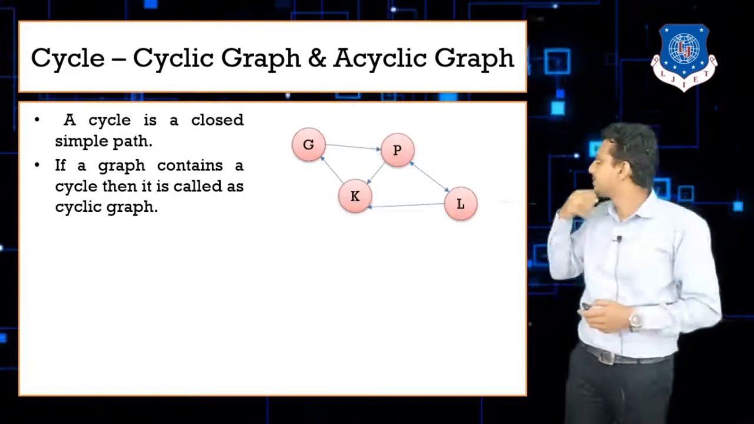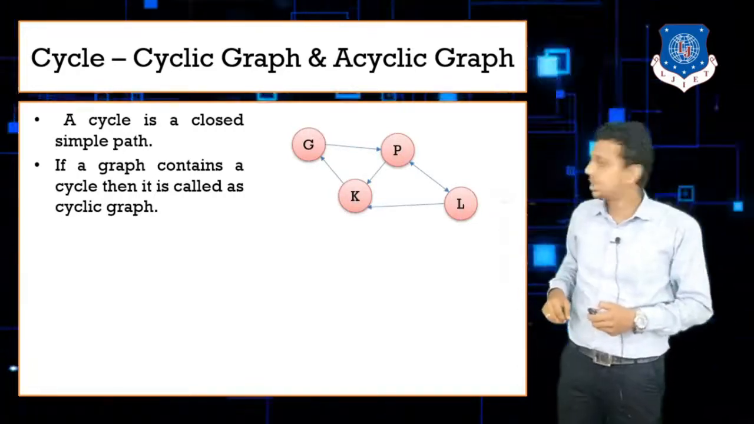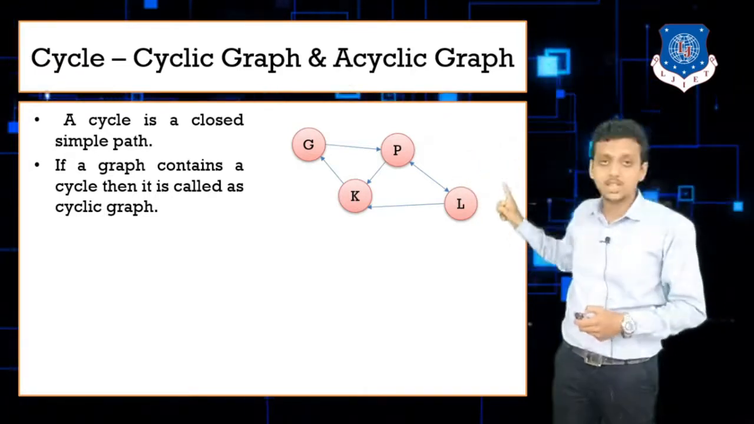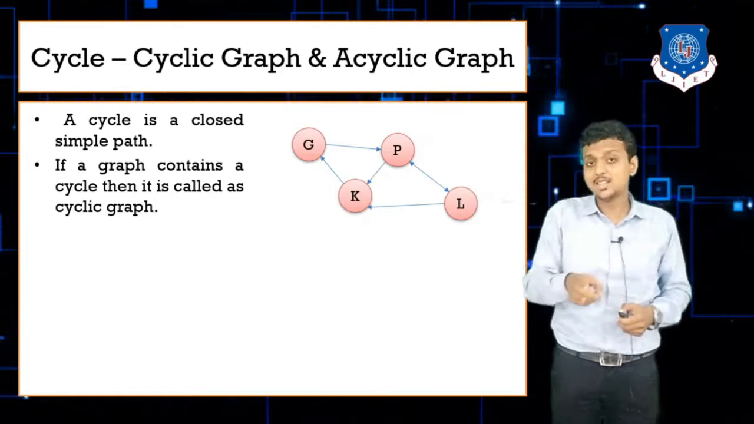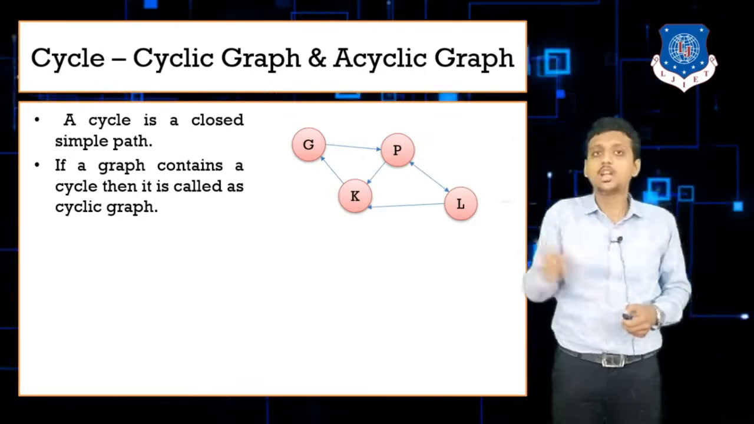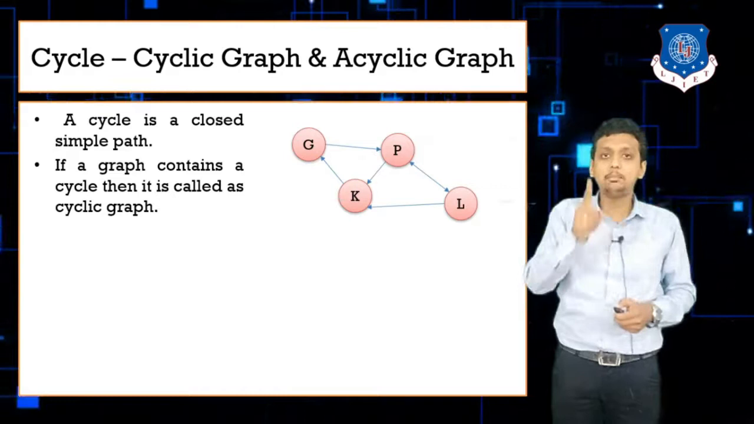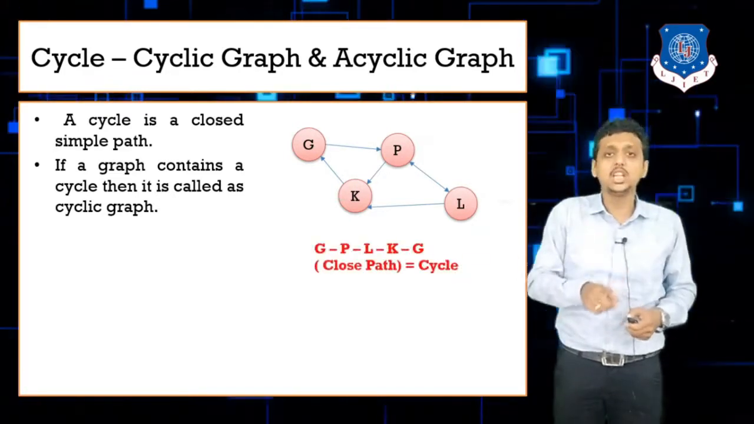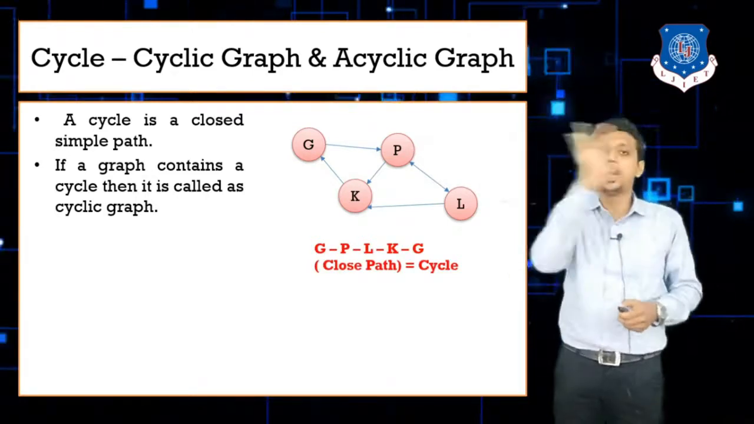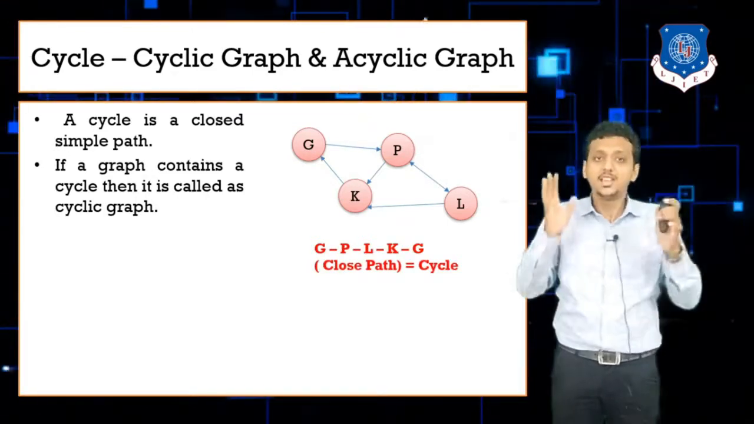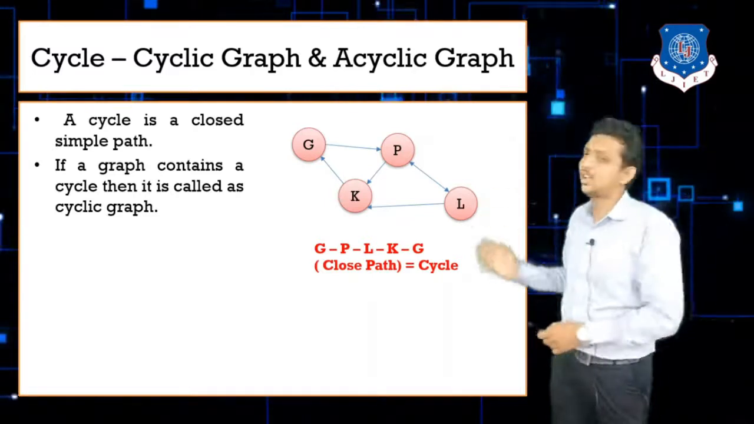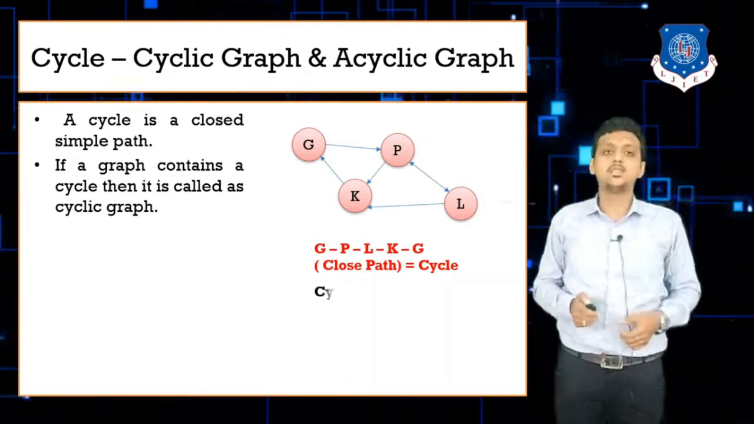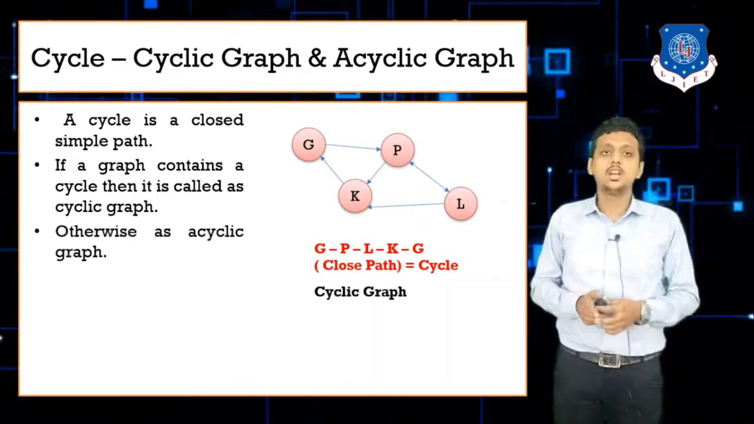So let's see. If I'm talking about this particular graph, then you can go from G to P, yes, P to L, yes, L to K, yes, K to G, yes, this is a cycle. See, G, P, L, K, G. So this is known as a closed path, which is known as a cycle, and that graph that contains a cycle is known as a cyclic graph.